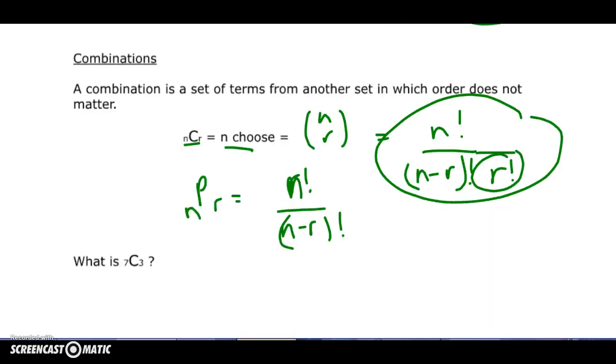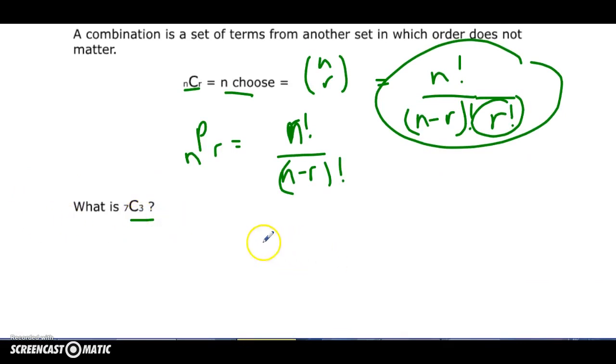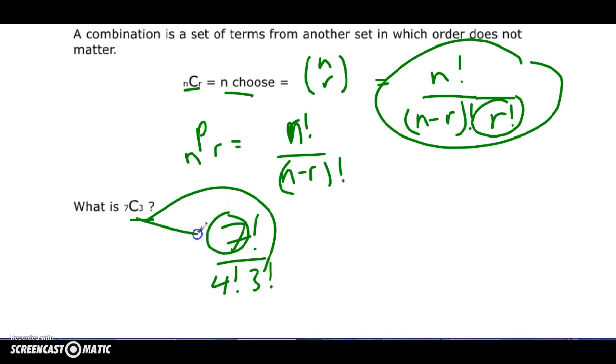Let's do one example. If there were 7 pizza toppings, and I can choose 3 of them, throw them all over the pizza, that's 7 factorial over 7 minus 3, which is 4 factorial, and then 3 factorial itself. That's it. What's the answer? Go ahead and figure that out on your calculator.